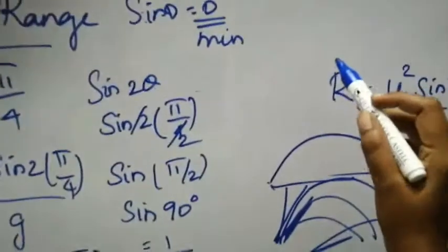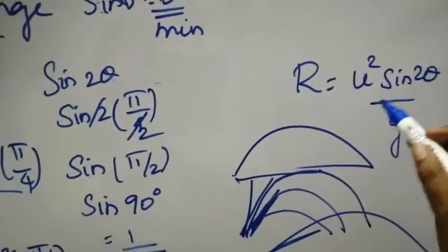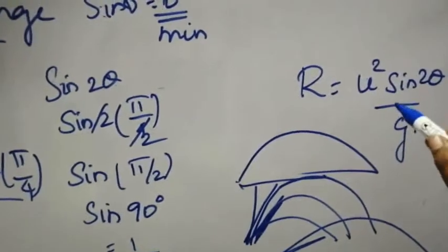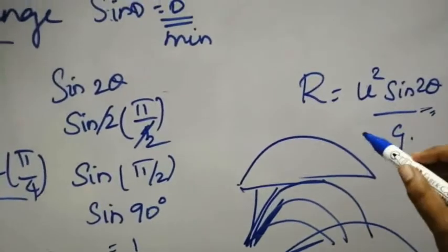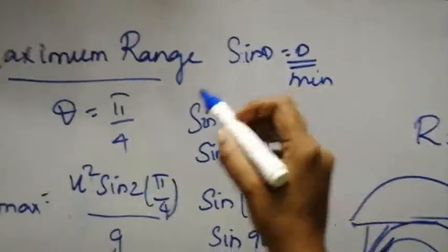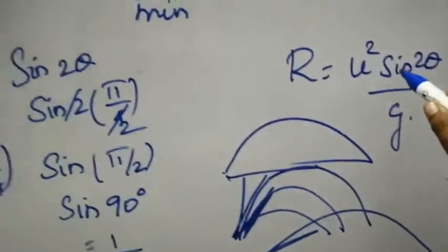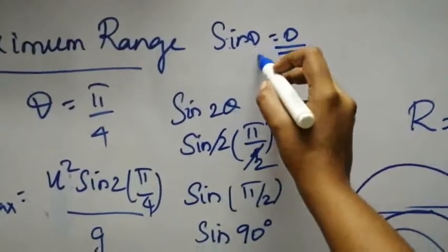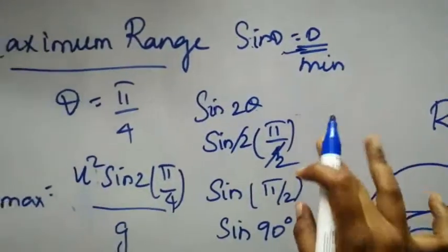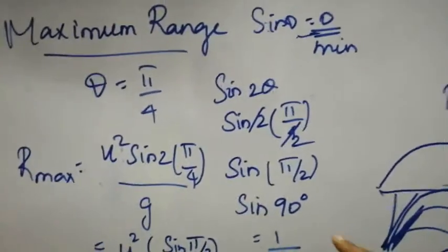So we know that the horizontal range formula is u square sin 2 theta by g, isn't it? So the theta value matters depending upon sin 2 theta. See, when theta value is 0, then I will have sin 2 into 0, which is sin 0. Sin 0 is 0. Always 0 is the minimum. So it is the sine of something. If it is 1, then it is maximum.